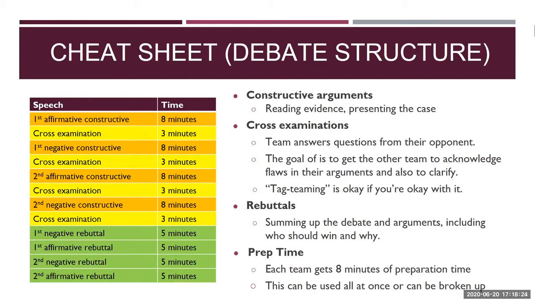I like to think of a round as being divided into two parts. The first part of a round consists of what is labeled in orange and yellow on this chart, and the second part labeled in green. First, in a round, a student will give a constructive argument, which is a presentation of their case through the reading of evidence. After each constructive argument, the other team will conduct a cross-examination by asking questions about what was just presented. Typically, only one person is speaking during each speech, but students may ask you if they can tag team, specifically during cross-examination. This is when both students work together to ask questions, and it's okay to do if you are okay with it.